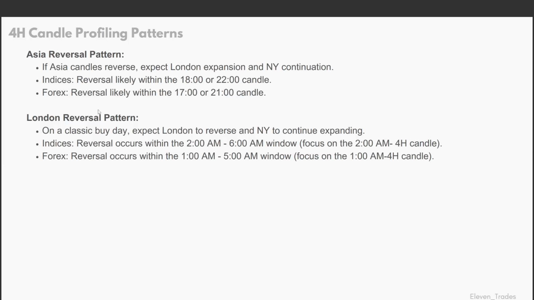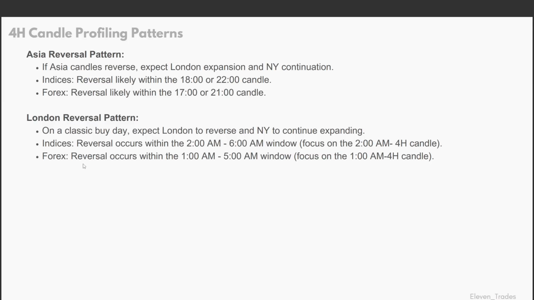daily range. Now for Forex, the reversal will likely occur within the 17 or 21 candle. The first 4-hour candle of the day is 17 to 21, and the second 4-hour candle of the day is 21 to 1 a.m.